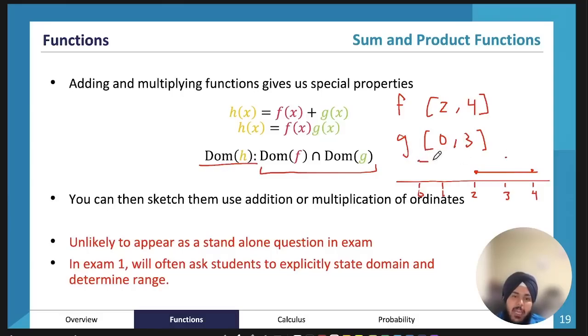So if we add them together, g cannot even take values less than 0 or greater than 3. So if we sub in, for example, 4, g is actually going to be undefined at that point. So therefore, when we're working out the domain when we're multiplying or adding functions, it's just going to be the intersection of these two domains. So where are the domains overlapping each other? Which in this case is going to be 2 and 3. So therefore, the domain of this function is going to be 2 to 3. So I would always sketch this sort of number line if it's possible, and then use that to work out the domain.